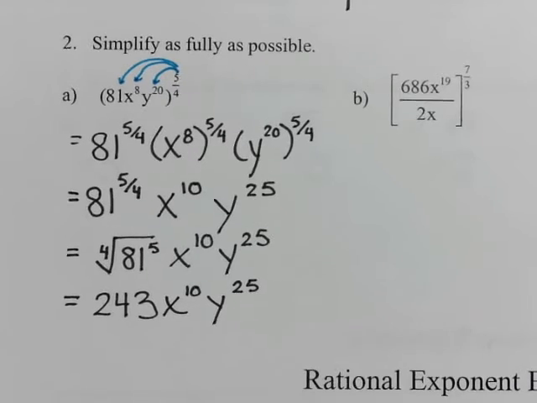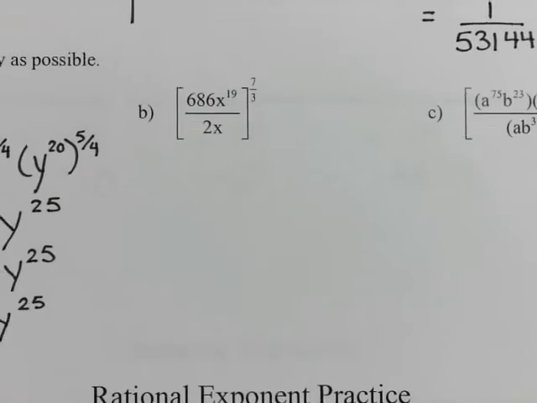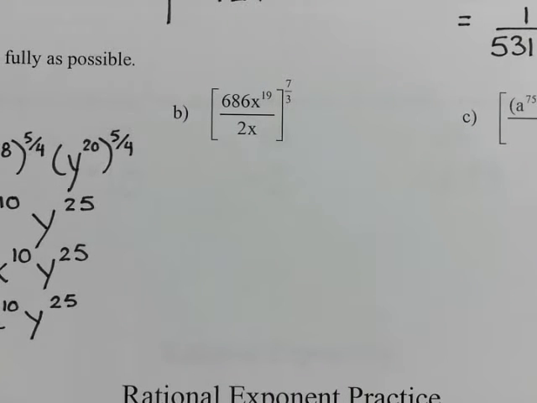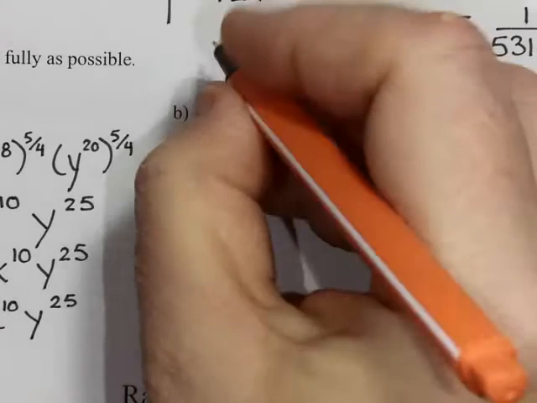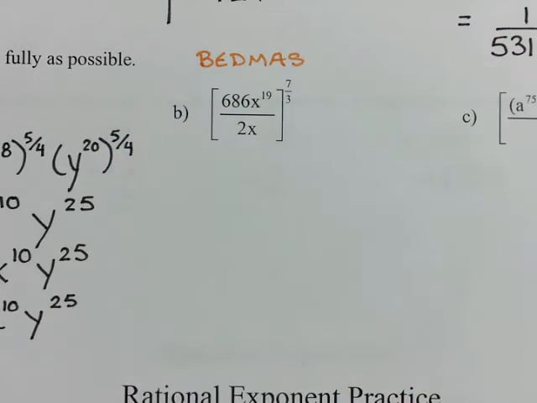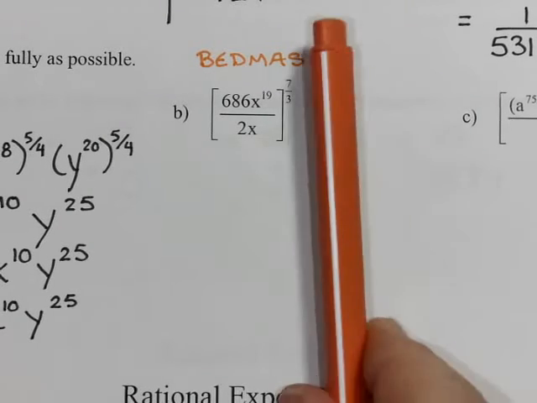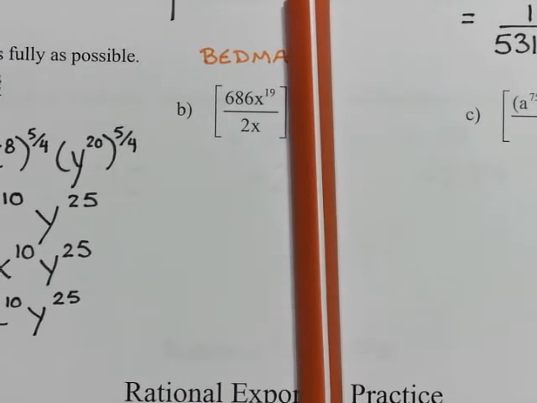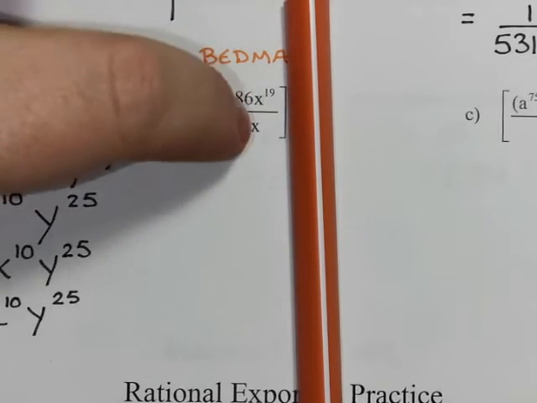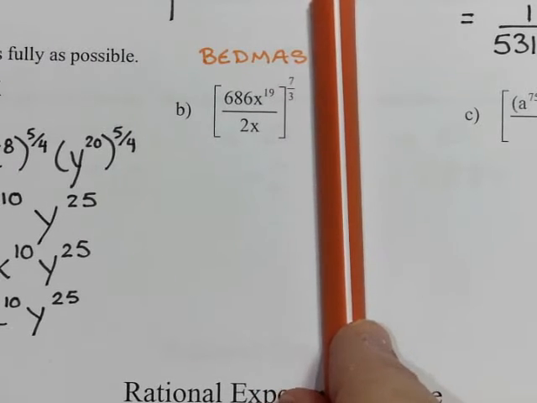Right, we're going to try part B. So in part B, my question says 686 x to the power of 19 divided by 2x, and then all to the power of 7 over 3. So when I'm trying to do one of these questions, I always try to follow order of operations, or BEDMAS, meaning I should start with brackets. Is there anything to do inside of that bracket? Yes, there is division. So I'm going to start with the division inside of the bracket, and then I will deal with the exponent on the outside.